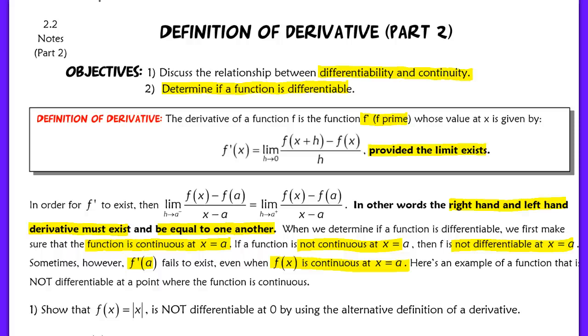What we're going to do is take a look at a function that is not differentiable at a point where the function is actually continuous. We're going to look at the absolute value of x, and even though the absolute value of x is continuous at x equals 0, it actually fails to be differentiable at x equals 0. We're going to show that it fails this definition here.